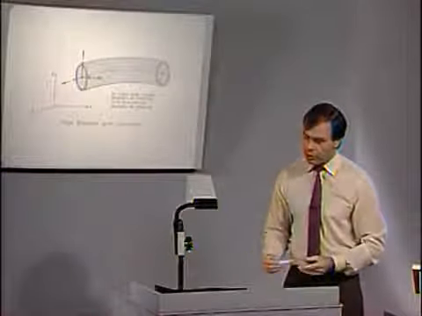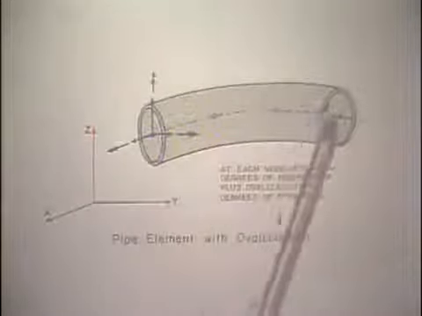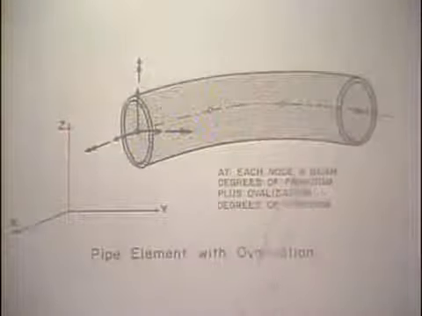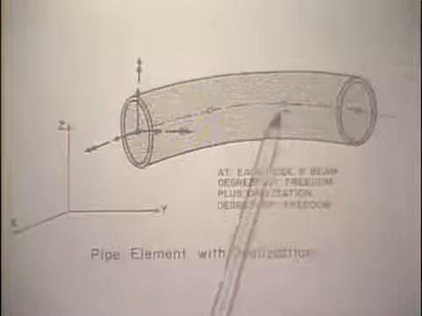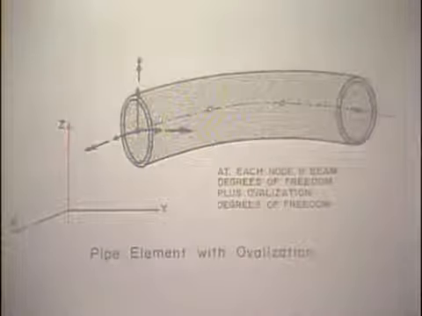A pipe element that we did not discuss in the course, but you might be interested in reading about that element. It's a curved beam element, of course, of pipe section, which, however, also includes the effects of ovalization. So this element also carries, if desired, ovalization degrees of freedom at the nodes.